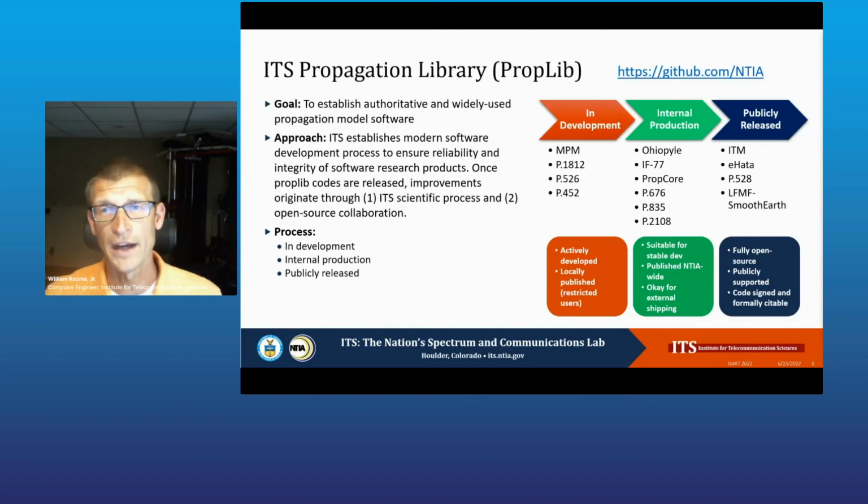And so we've rolled out PropLib, the ITS propagation library. We're open sourcing model codes on GitHub as a way to engage. We're issuing releases that are code signed, so they're authoritative and validated and tested by ITS. We're looking to engage the community. If you find bugs, file an issue. We can start up a conversation, and we can iterate in an open, transparent manner.